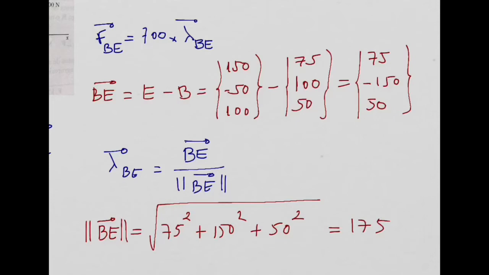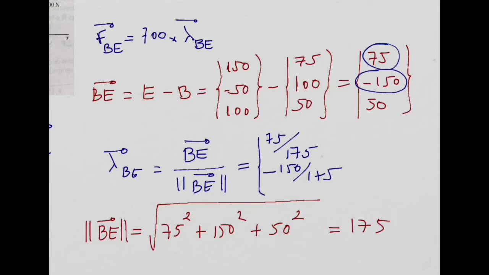So what we can do now is I can finally obtain my unit vector lambda BE. So let's look at the X component of lambda BE. It's going to be equal to the X component of my BE, which is 75, dividing by the norm of BE, which is 175. You all agree? This is the X component. What about the Y component? Minus 150 dividing by 175. What about the Z component? 50 dividing by 175.